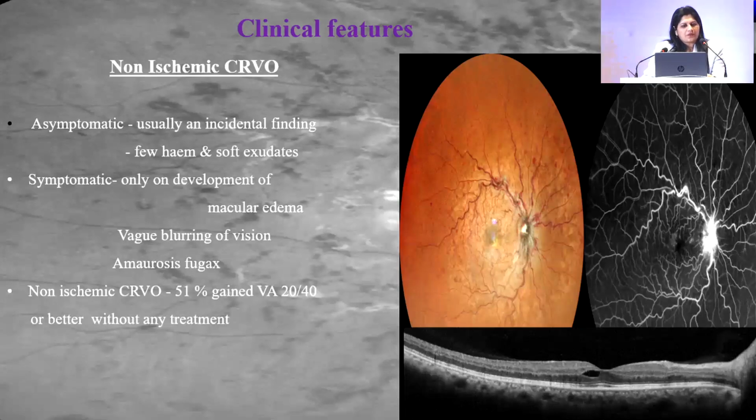In non-ischemic CRVO, usually the patients are asymptomatic and it is an incidental finding on examination. Patients become symptomatic only if there is development of macular edema, or sometimes they present with vague symptoms of blurring of vision or amaurosis fugax. Non-ischemic CRVO has a very good prognosis, and usually more than 50% of patients gain visual acuity better than 20/40.